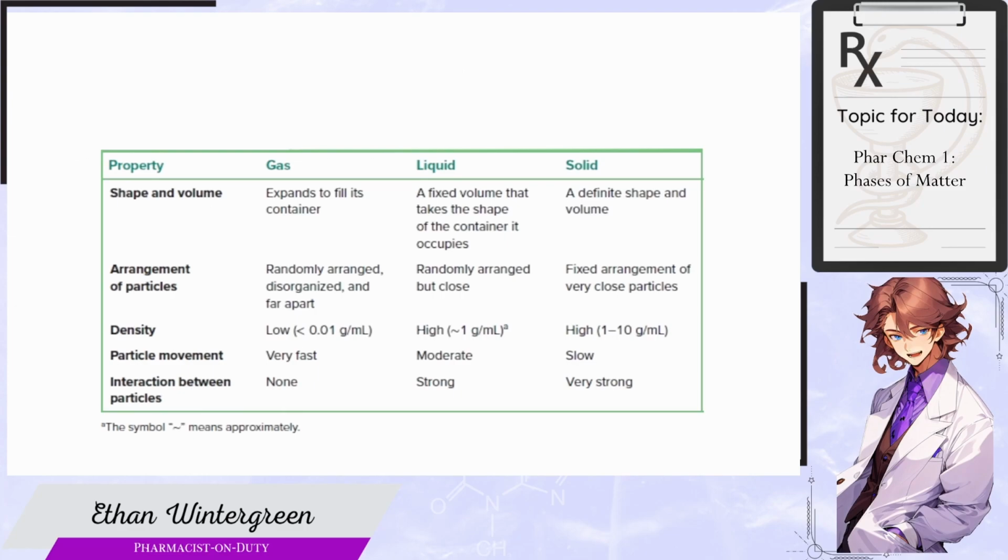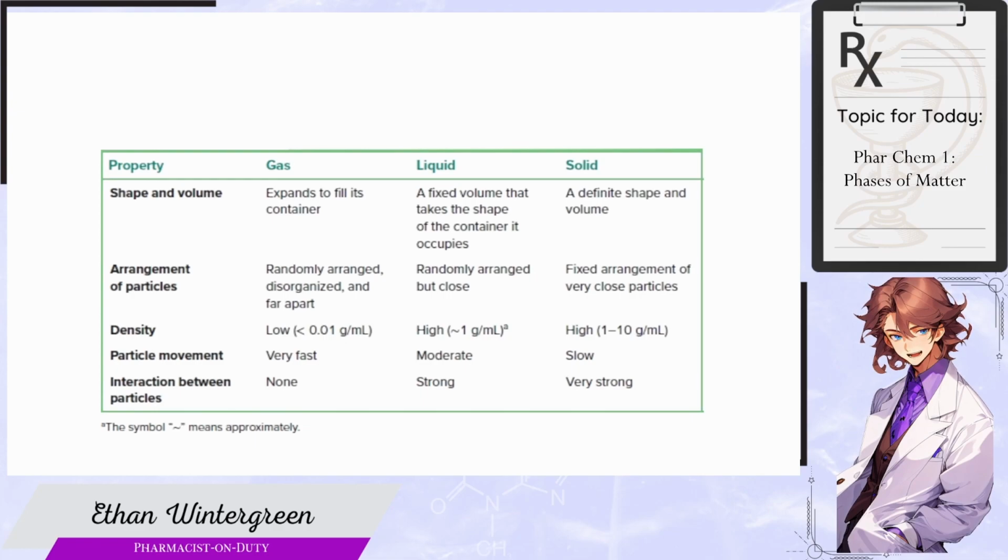So here on the screen, you would see the generalizations between solid, liquid, and gas. For gas, it has no definite volume and it expands to fill its container. Whatever the volume of the container is, that would be the volume of our gas. A liquid has its own volume, but it takes the shape of the container. And for our solid, it has both a definite shape and a definite volume.